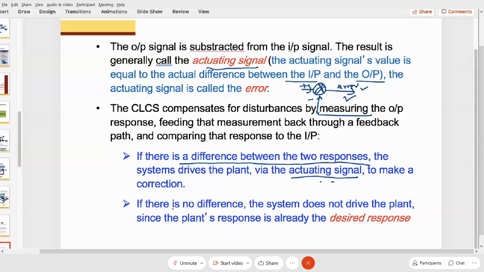If there is no difference, meaning your input and your output are the same value, then the error equals 0. The system does not drive the plant, meaning no power is sent to the heater and the pump will be off, because your system has achieved your desired output. Your output equals your input.